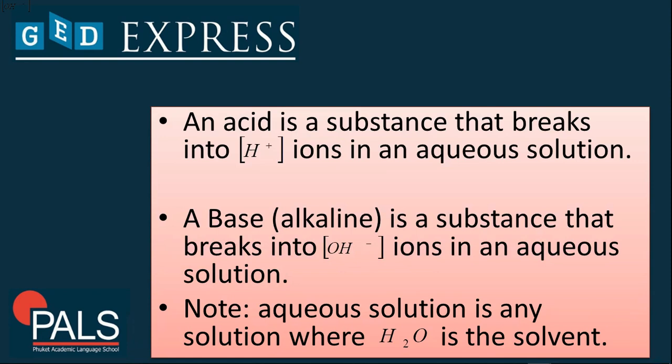An acid is a substance that breaks into hydrogen ions in an aqueous solution. However, a base is an alkaline substance that breaks into OH negative ions, or hydroxide ions, in an aqueous solution. You should take note that an aqueous solution is any solution where water is the solvent.